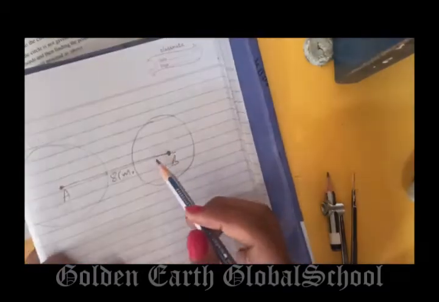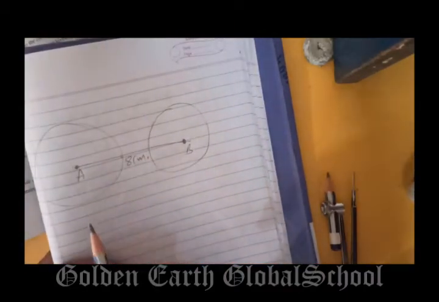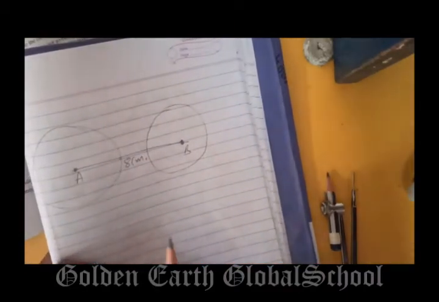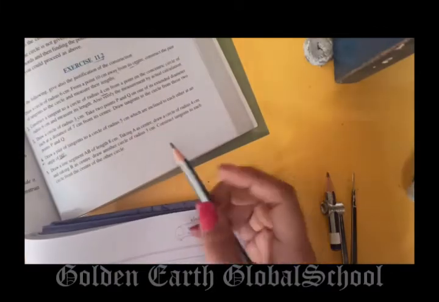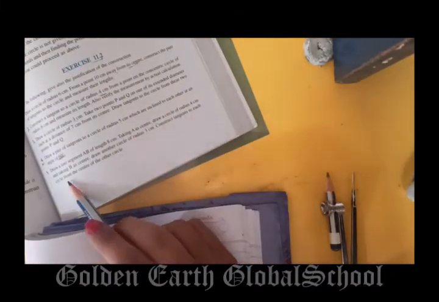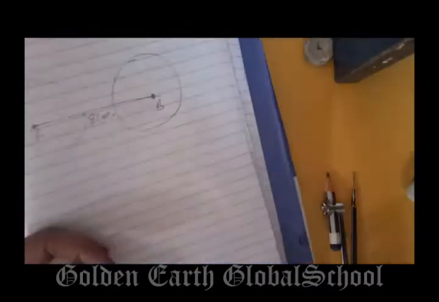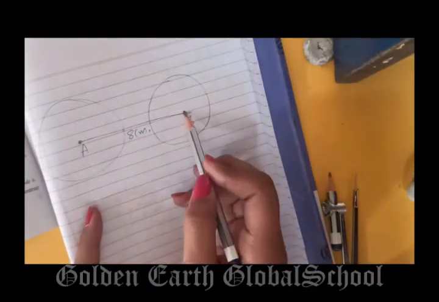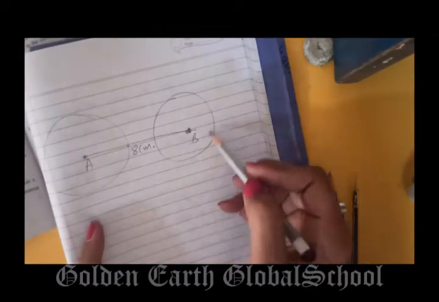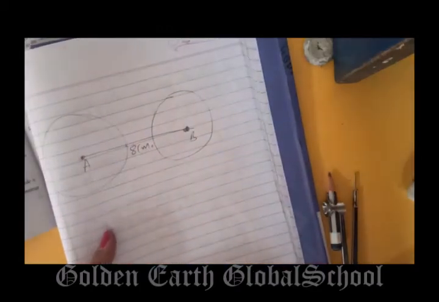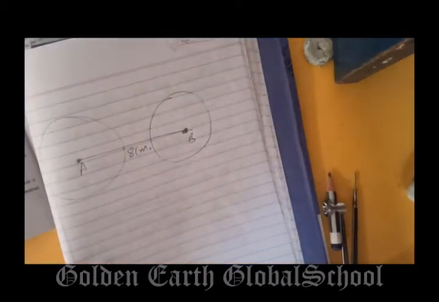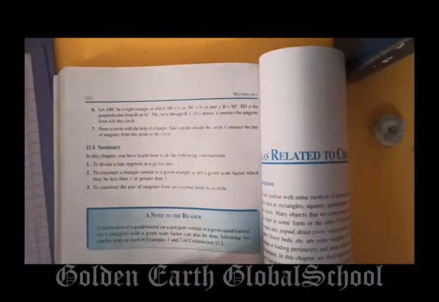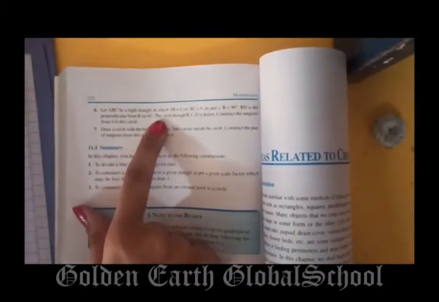Clear? You have to draw it with exact measurement by using the compass and scale. Then construct the tangent to the circle from the center of the other. Now you have to construct the tangent to this circle from point B and tangent to this circle from point A. This is similar to the way of the first question. Next we will discuss question number 6.